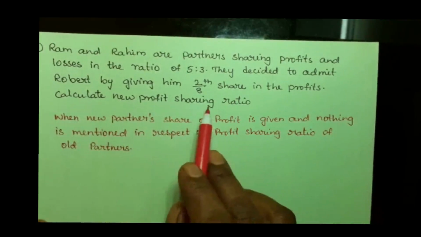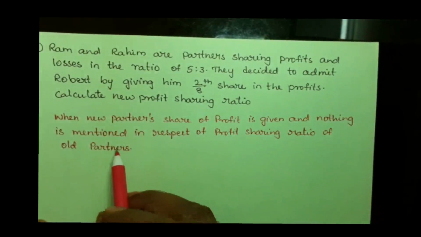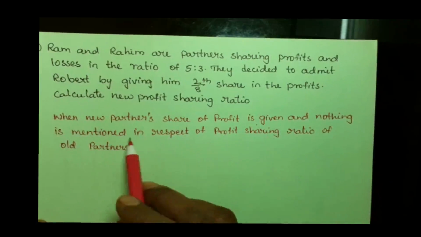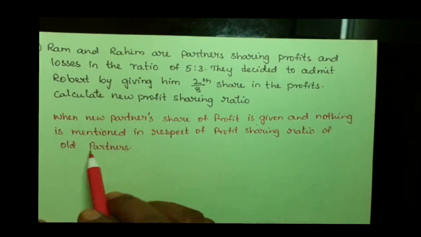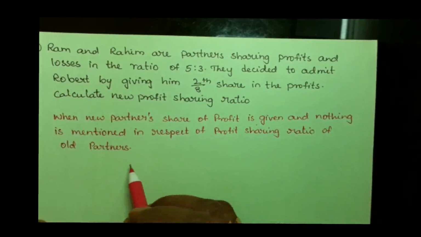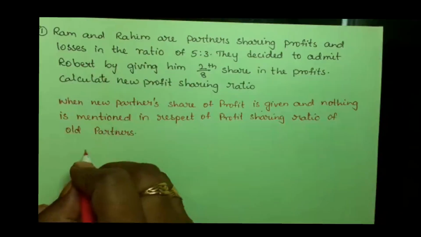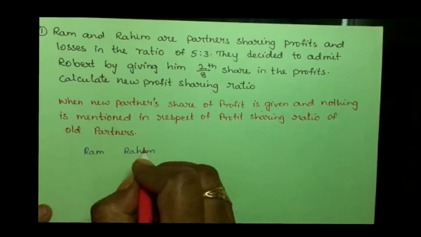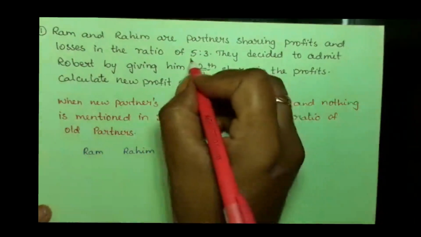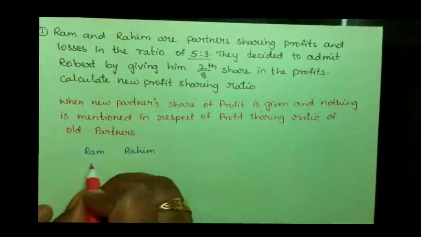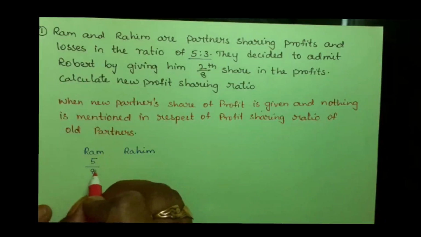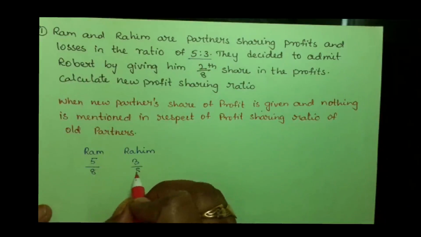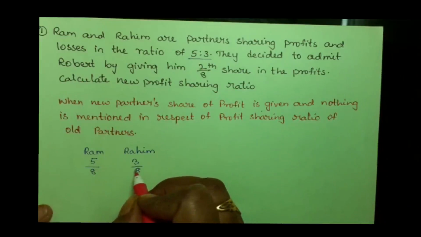This is the question. Now, this is an example for when the new partner's share of profit is given and nothing is mentioned in respect of the profit sharing ratio of old partners. That is, the profit sharing ratio of Ram is given and Rahim is given. What is Ram and Rahim's profit sharing ratio? It is 5 is to 3. That is, Ram shares 5 by 8 and Rahim shares 3 by 8. This is their old profit sharing ratio.